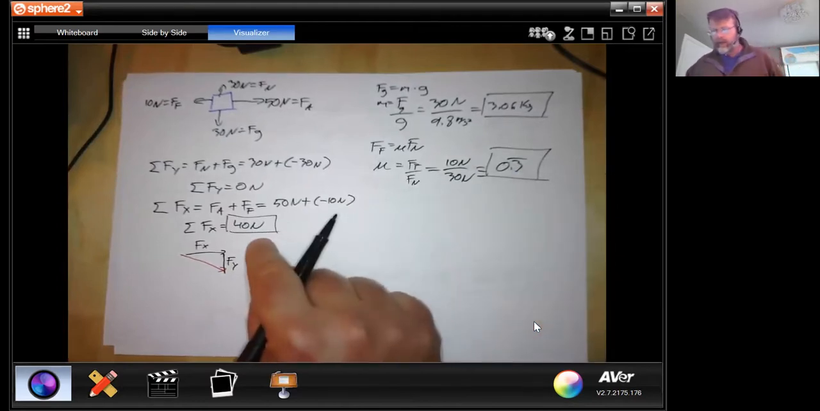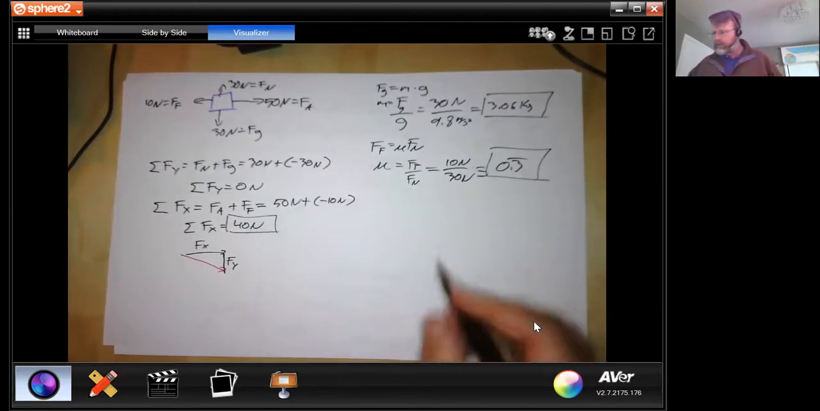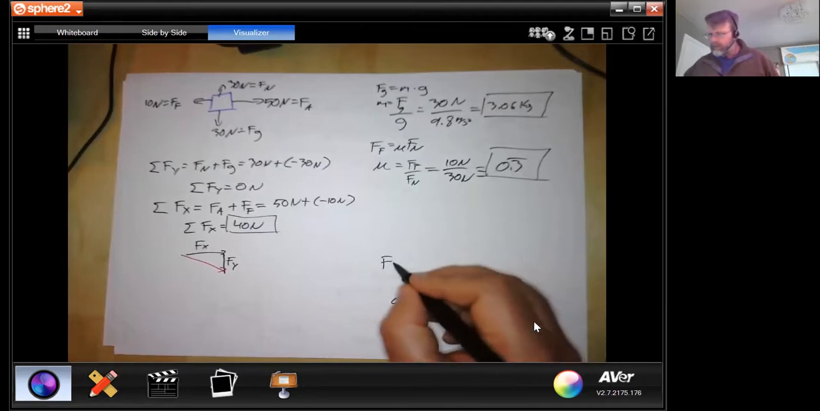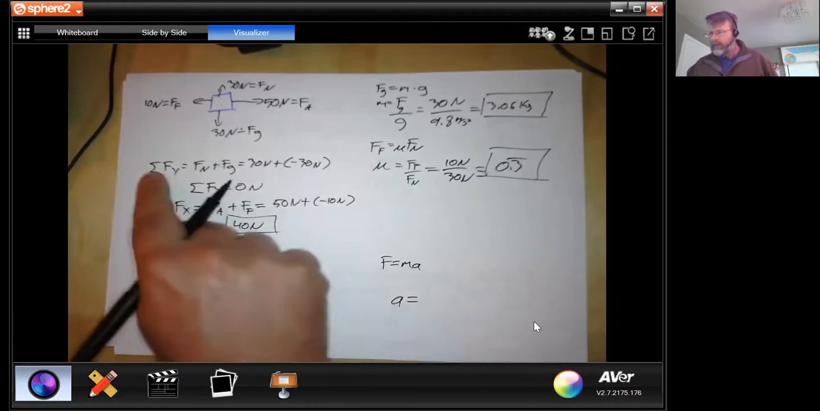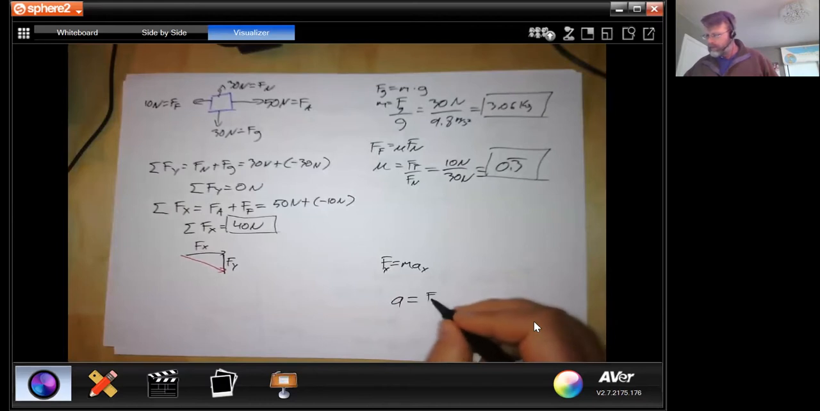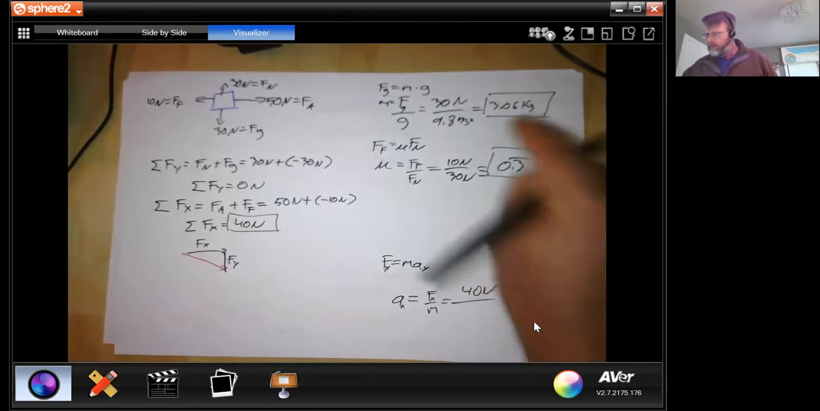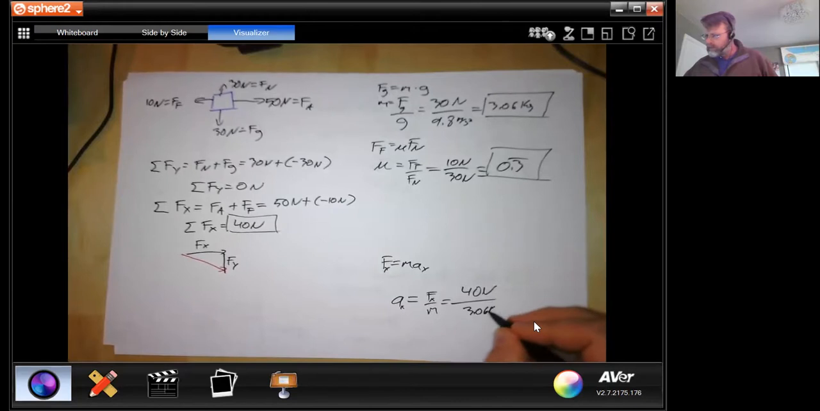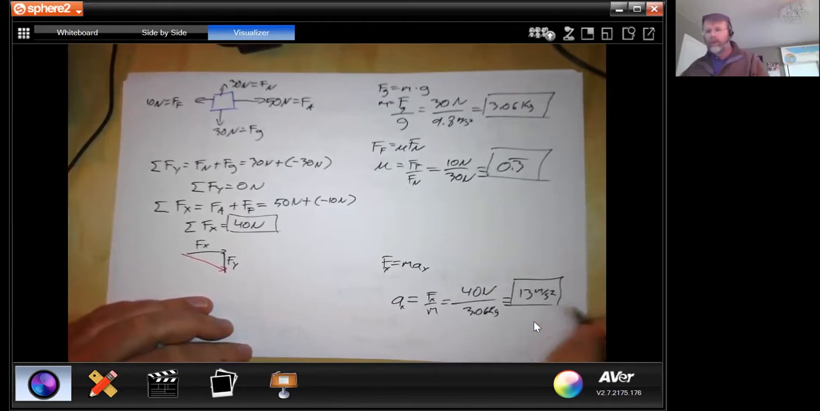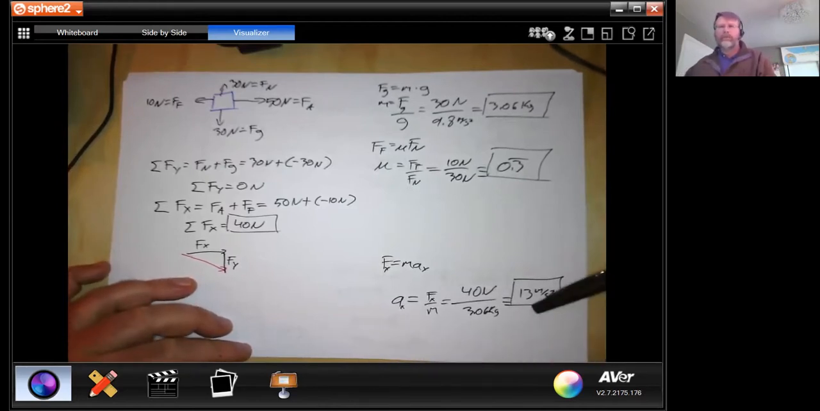All right, so now we can come down to our final question, which is our acceleration. We don't have any acceleration in the y, so we're only going to do x. So we're going to get f of x over m. That's going to be 40 newtons over 3.06 kilograms. And that should be 13 meters per second squared. All right, one more to go here.